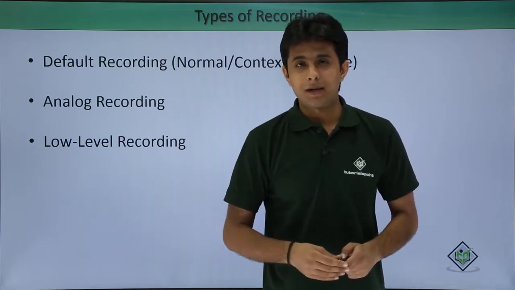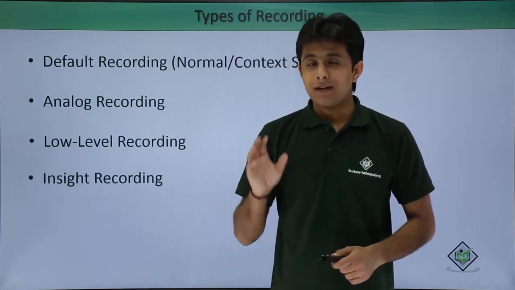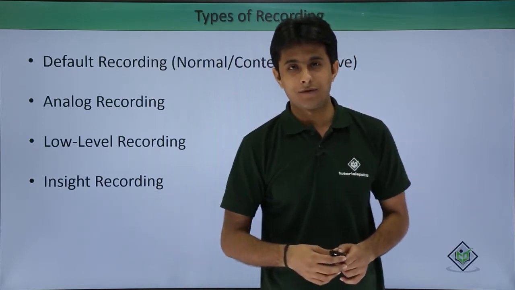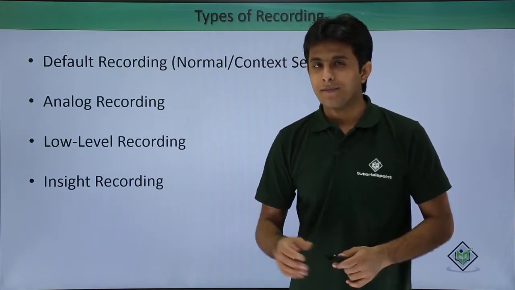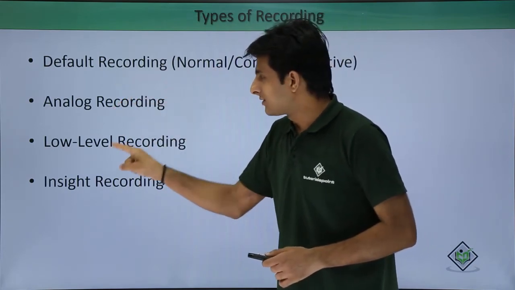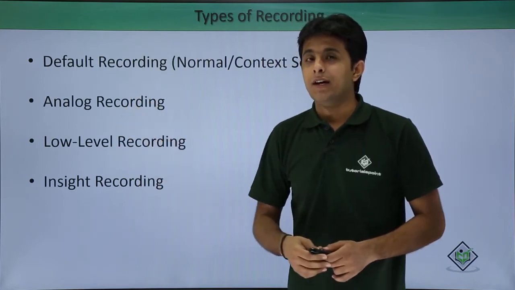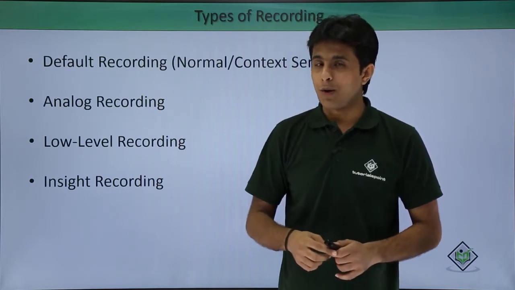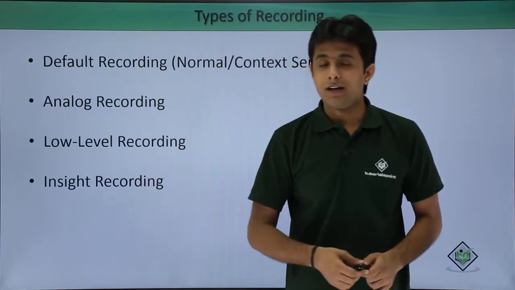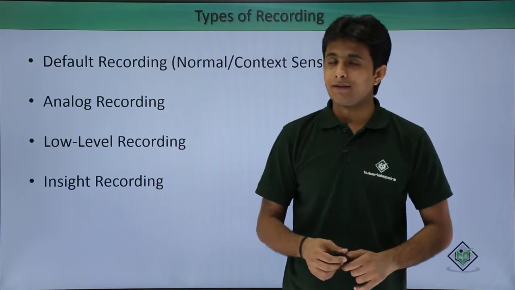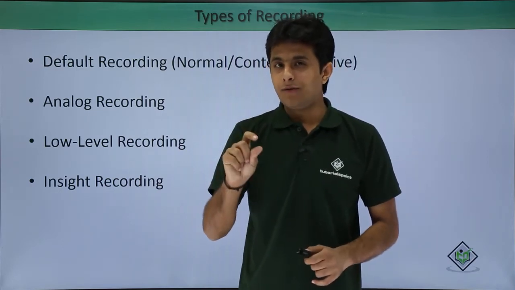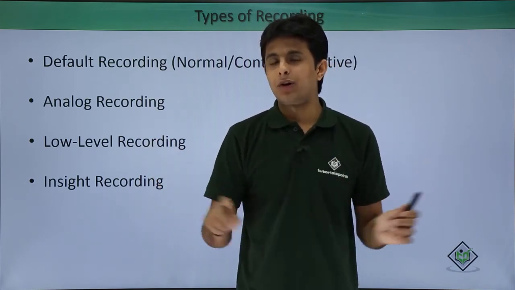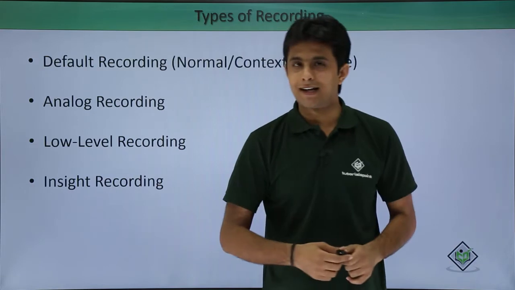The fourth and the last type of recording is known as insight recording. This recording is only available in the newer versions of HP UFT. What insight recording does is, when default recording fails, when low level recording fails and analog recording fails to recognize an object with the help of its coordinates or its object properties and values, that time insight recording comes into the picture. It will capture the snapshot of the object in the application. With that snapshot, it will create a script in your UFT. So that time you can use insight recording.